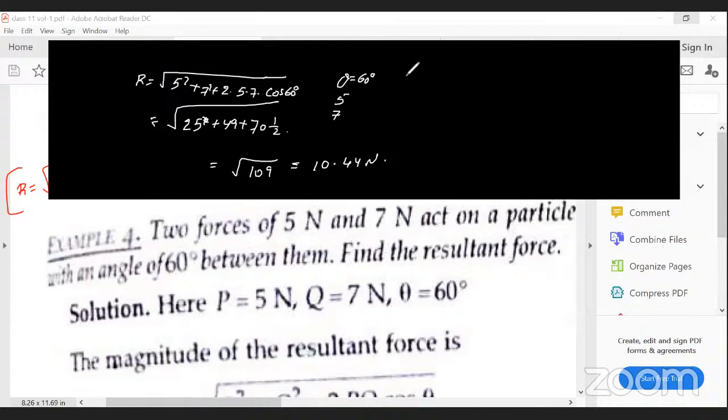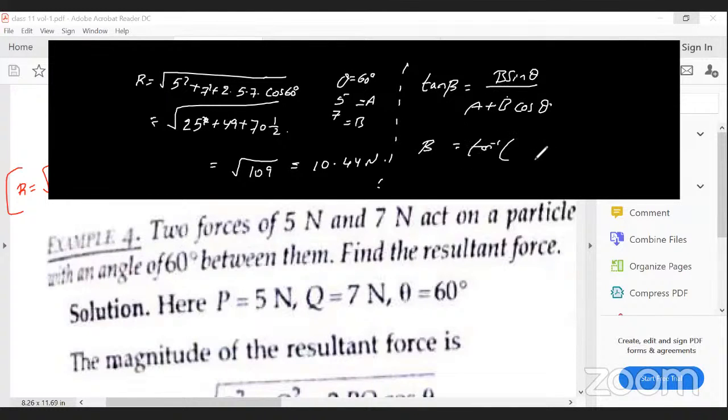I have given the square root shortcuts. Those who really want to, experiment in the next class. Only one small formula is there for that. Next, I need to find the direction for it. So I'll take tan beta is equal to b sin theta divided by a plus b cos theta. When you substitute here, theta is equal to 60 degrees, you know the a value and you know the b value. So when you substitute, beta is equal to tan inverse of 0.71.